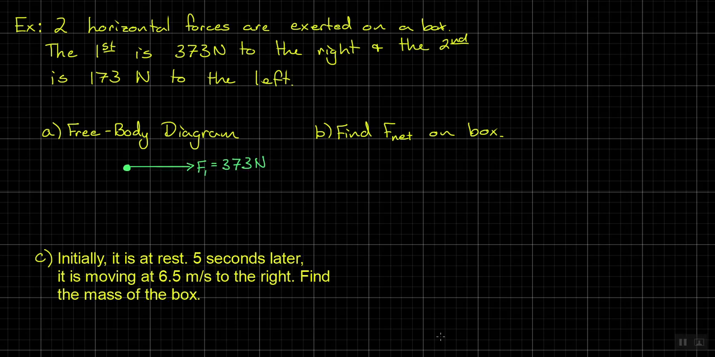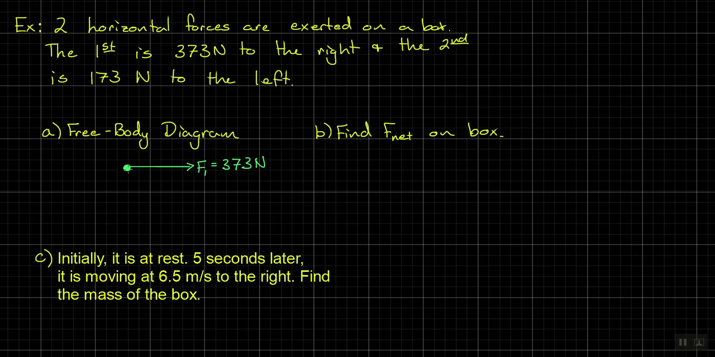As we're drawing this, remember that we need to make sure that we have a dot for our object, and then all the forces originate from it. I don't care if it's being pushed or pulled. The end result's the same. It's going one direction or the other. Okay, my first force, 373 newtons to the right.